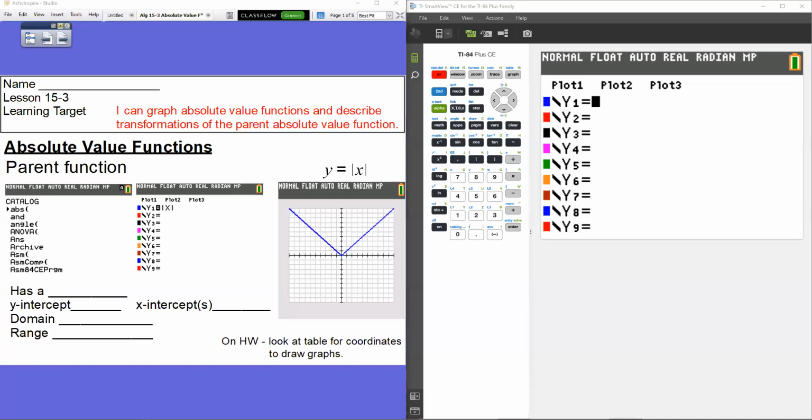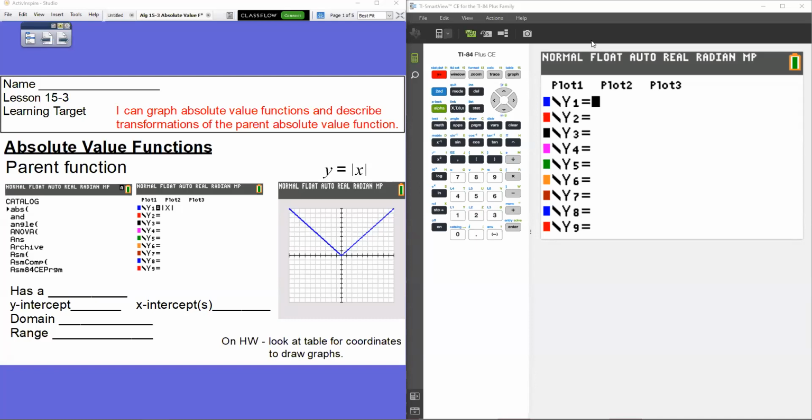This is a lesson for 15-3. What you're doing today is graphing absolute value functions and seeing how they change. We already covered a little bit about this before with parabolas and things like that. Today, we are using just absolute value functions.